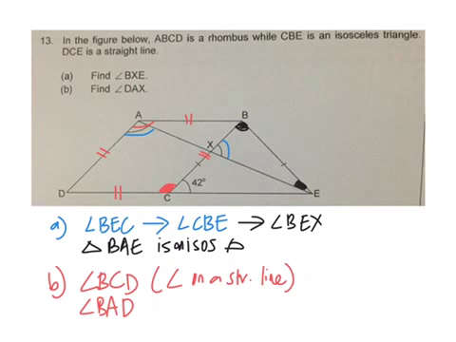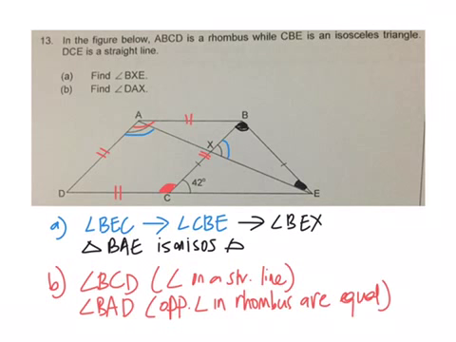How do I find that? I use the rule opposite angles in a rhombus are equal. If you're able to find that, and if you look at earlier, you have already found angle BAE. Then you would be able to find angle DAX.